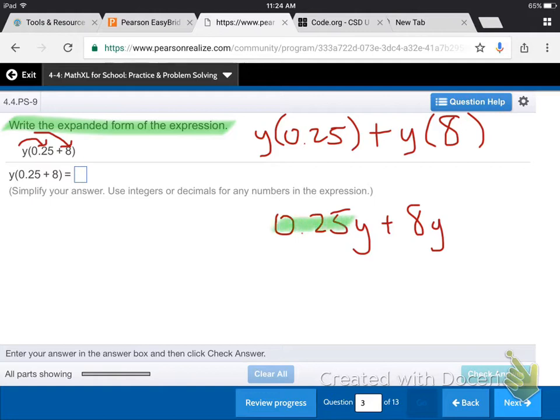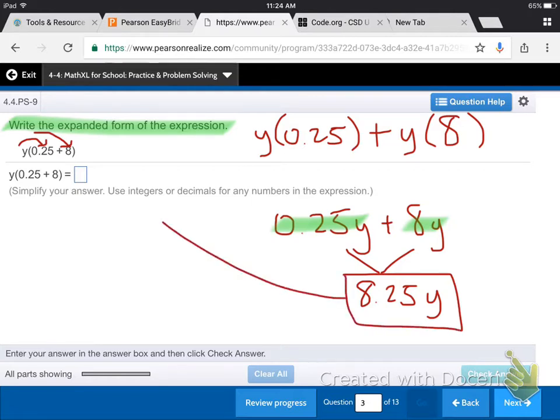Now look, we're not going to stop there because do you notice something? This term and this term are like terms. They both have the same variable. So if we add them together, that's going to be 8.25y. And that answer goes right, guess where? Right there.